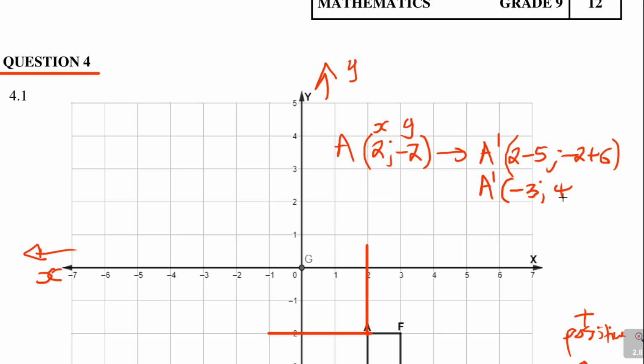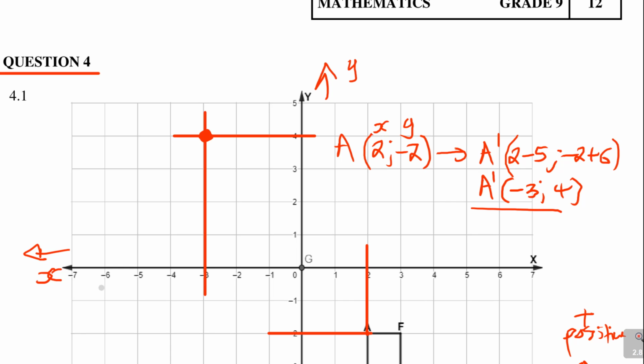Minus 2 plus 6 is 4. So you identify now the new A as minus 3 and 4. If you look at it, minus 3, remember how you plot. There is x is minus 3 and y is what? Is 4. So the point where this is meeting, where is that point? It is that point. Are you seeing that?